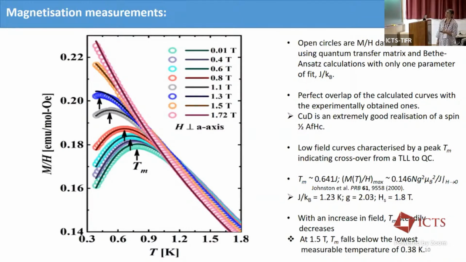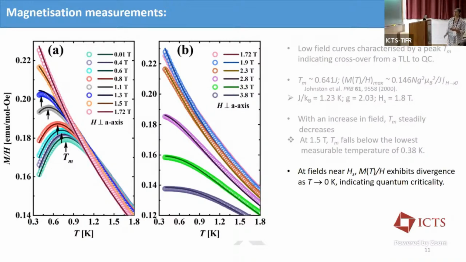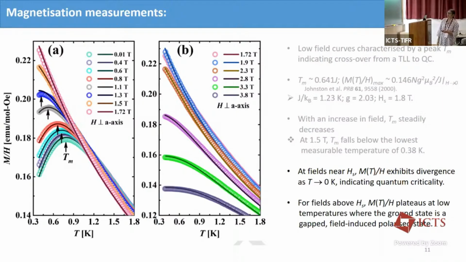So what we did next was, around 1.72 Kelvin, you see that there is a divergence, the expected divergence that you expect in a spin-half Heisenberg chain, and this again indicates quantum criticality, right? And for fields above HS, empty plateaus because the ground state has now changed to a fully polarized state.